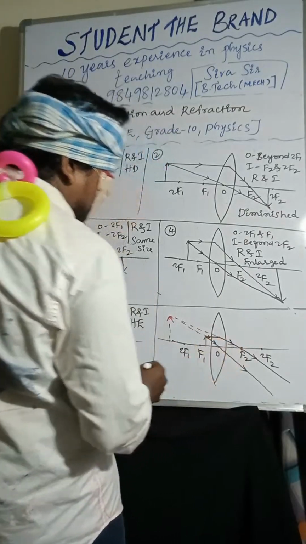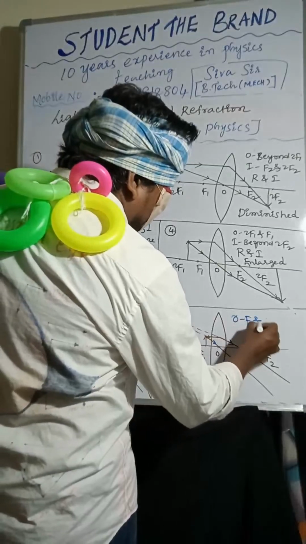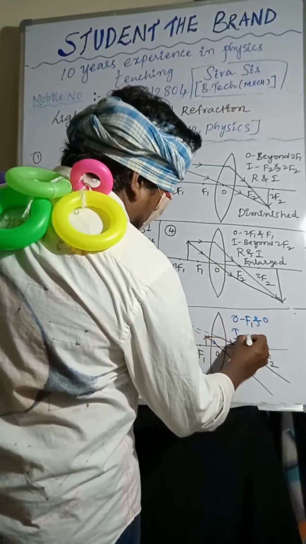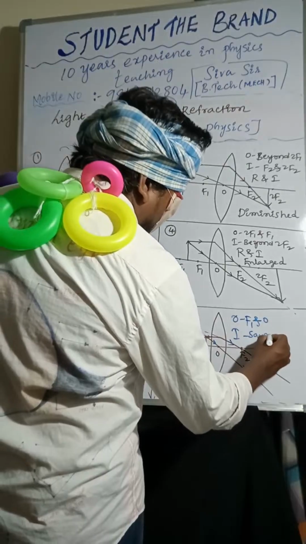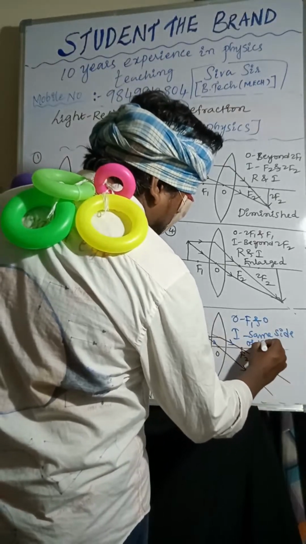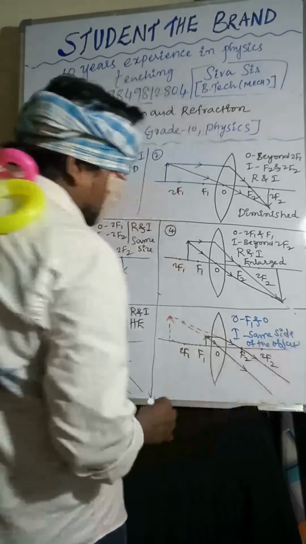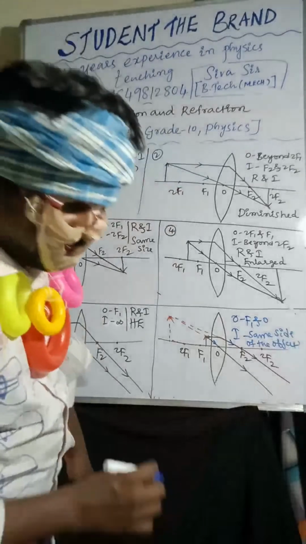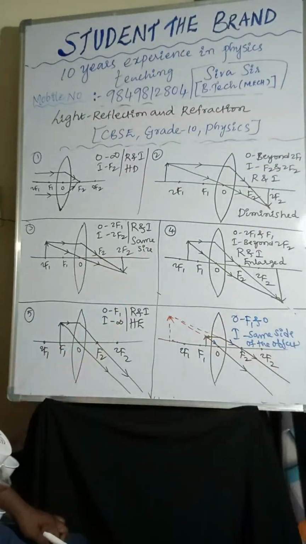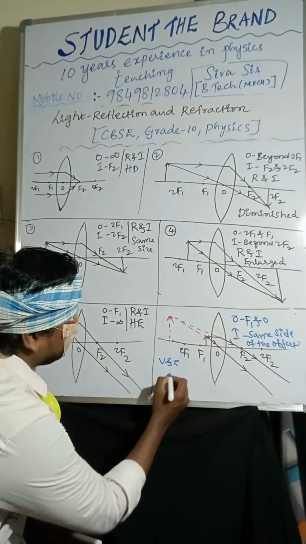So here you can see the object is placed between F and O. The image will form on the same side of the object. So the image is virtual, erect and enlarged.